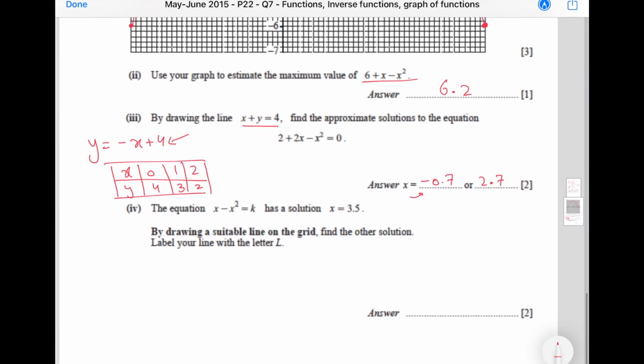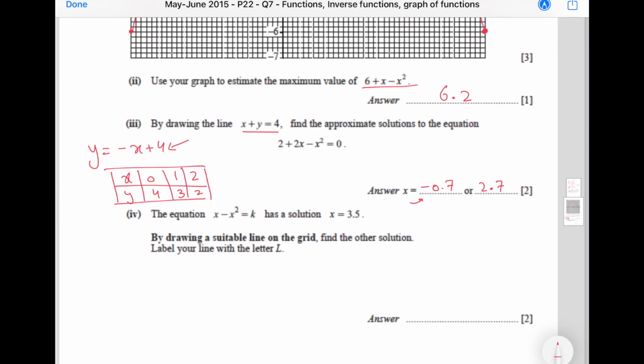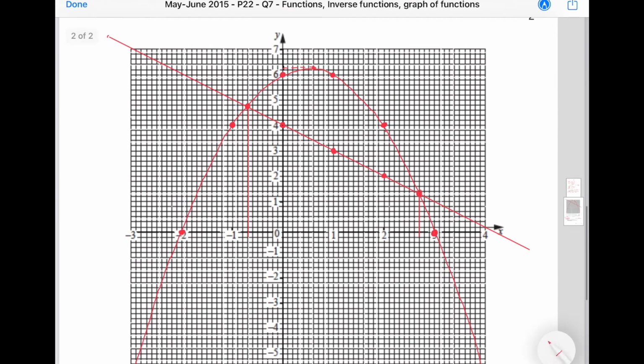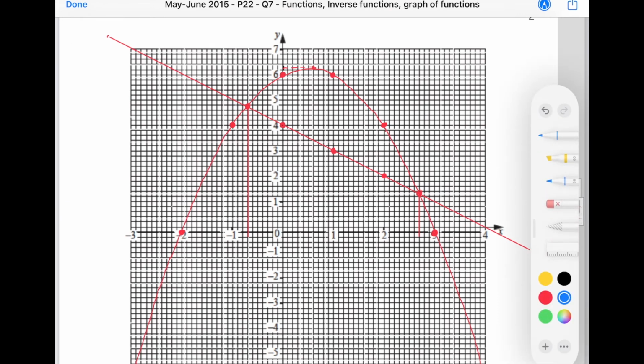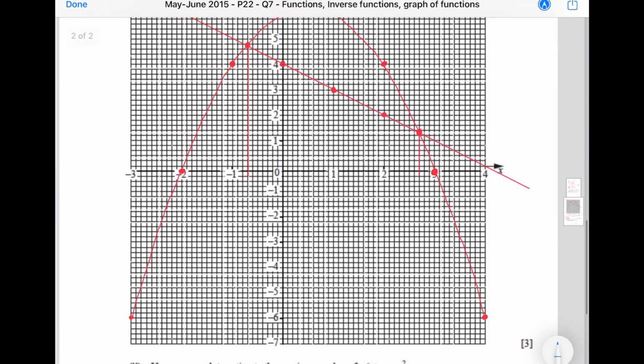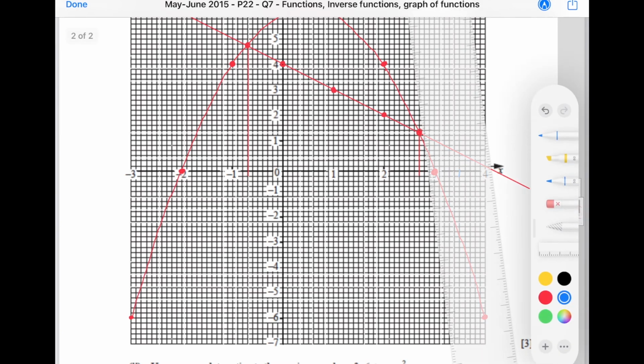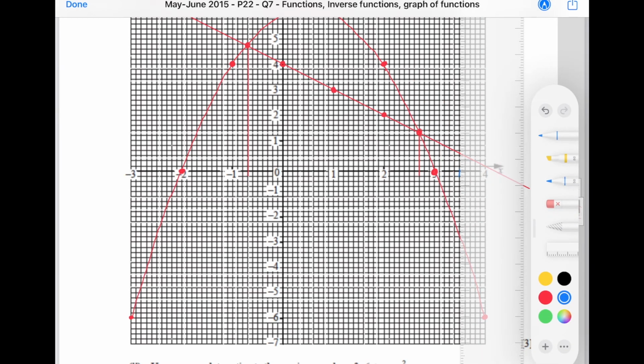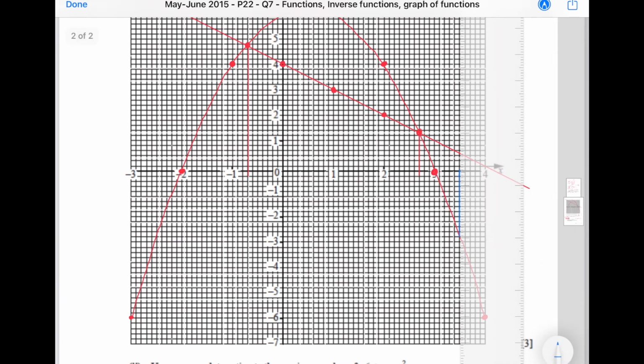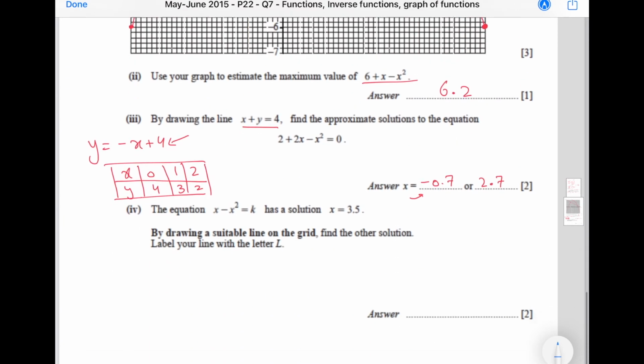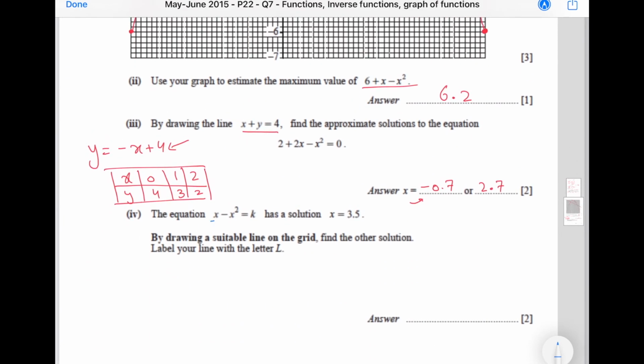Okay, the last part says the equation x minus x squared equal to k has a solution x equal to 3.5. So let's draw this in blue so that it's visible enough. It says the solution is x equal to 3.5. 3 is over here. So 1, 2, 3, 4, 5. We have to draw a vertical line over here. Let me show it to you. When we draw a vertical line at this point, right here, the point of intersection becomes this point right here. So the graph says that x minus x squared is equal to k and x equal to 3.5.